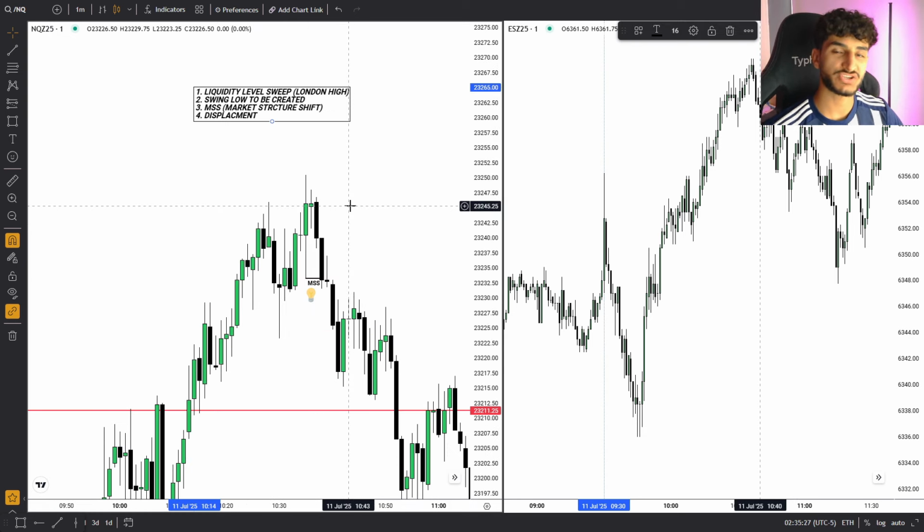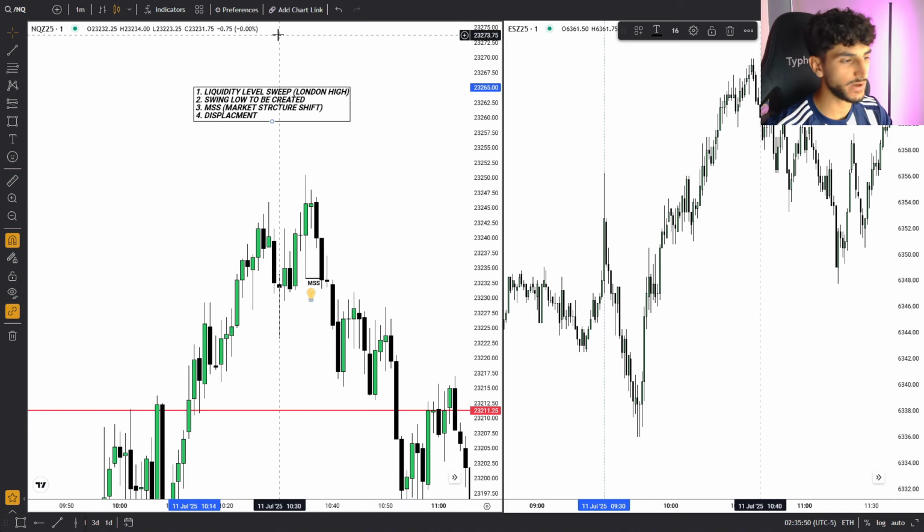Now, following that swing low, I want to see a market structure shift and a displacement to the downside. And the reason why I obviously want to see it to the downside is because after sweeping a buy side liquidity level, I want to see price returning to the downside and seeking some sort of sell side liquidity level, and vice versa. If price swept a sell side liquidity level, I want to see price reverse and actually seek some sort of buy side liquidity level.